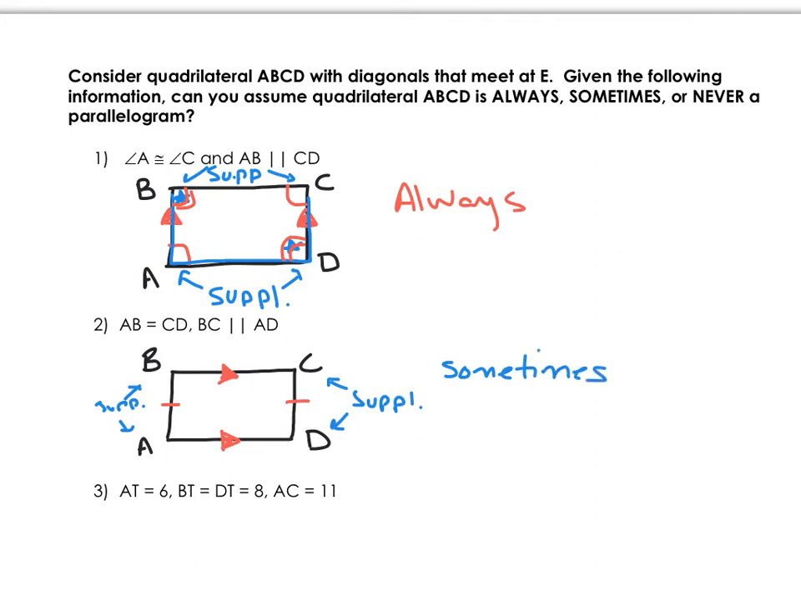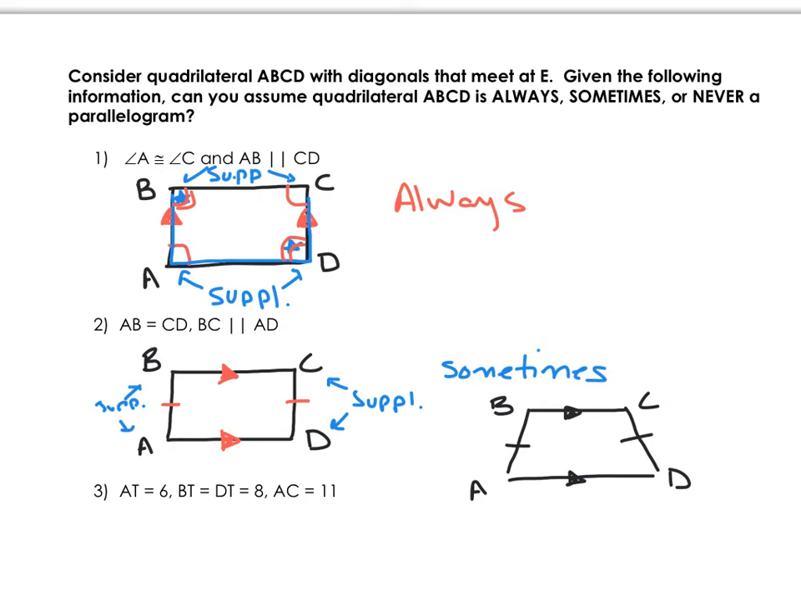If you're not seeing this, I'm going to suggest a counterexample, meaning an example that shows that this is not always true. I'm going to draw what's called an isosceles trapezoid. An isosceles trapezoid has one set of sides that are parallel and two sides that are congruent. But it's definitely not a parallelogram. So although this could be a parallelogram, it doesn't have to be.